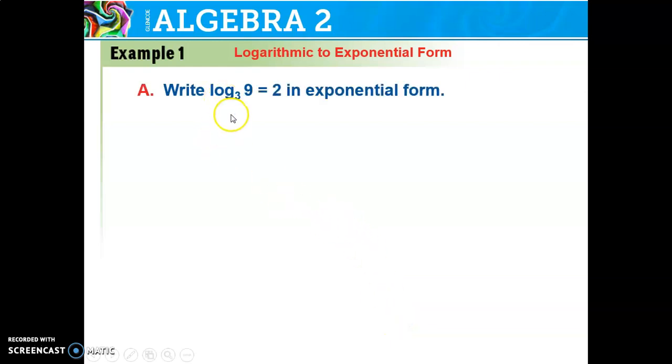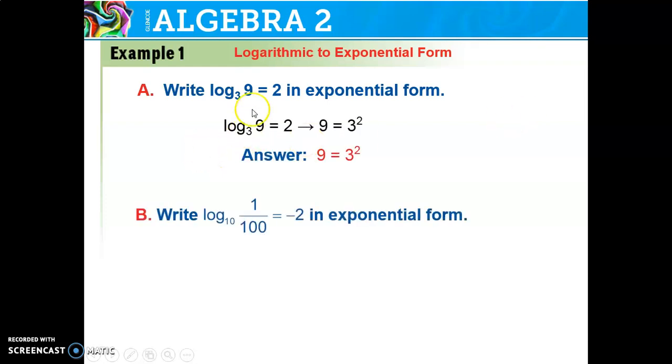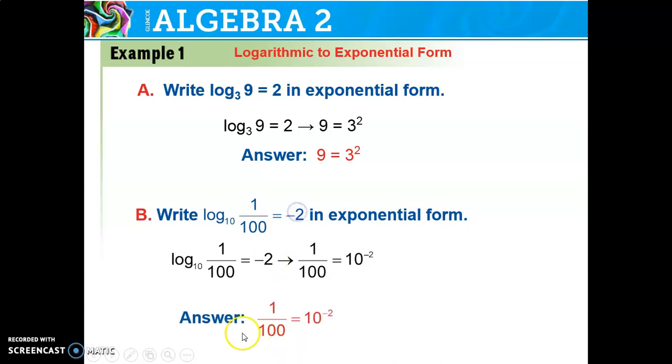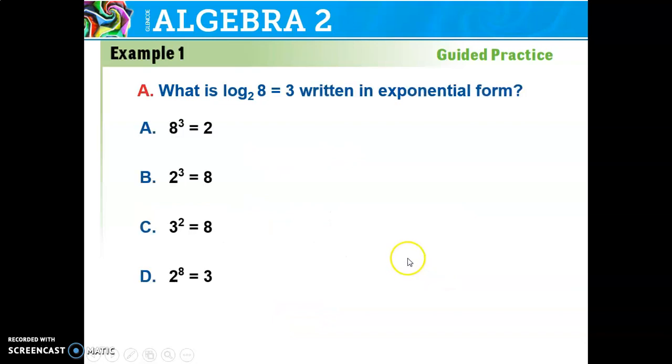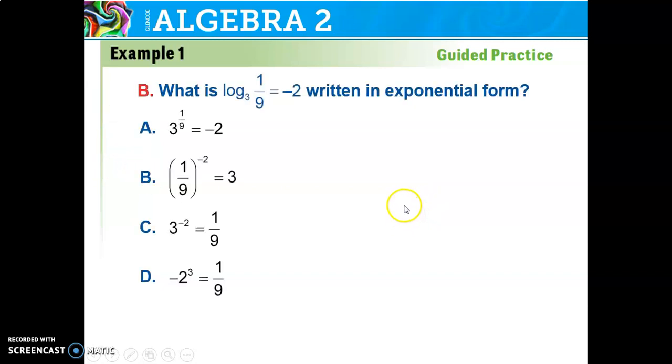So let's write this one in exponential form. 3 to the second equals 9. In letter B, 10 to the negative 2 equals 1 over 100. Doesn't matter which side it's on. So you go ahead and try these ones. Write this in exponential form. Letter B. Write this one in exponential form. Letter C.